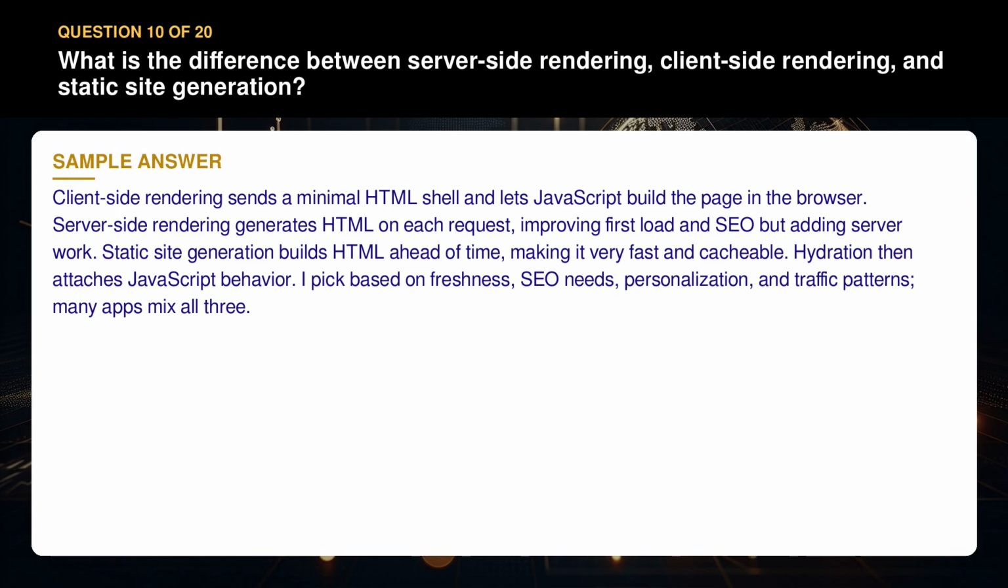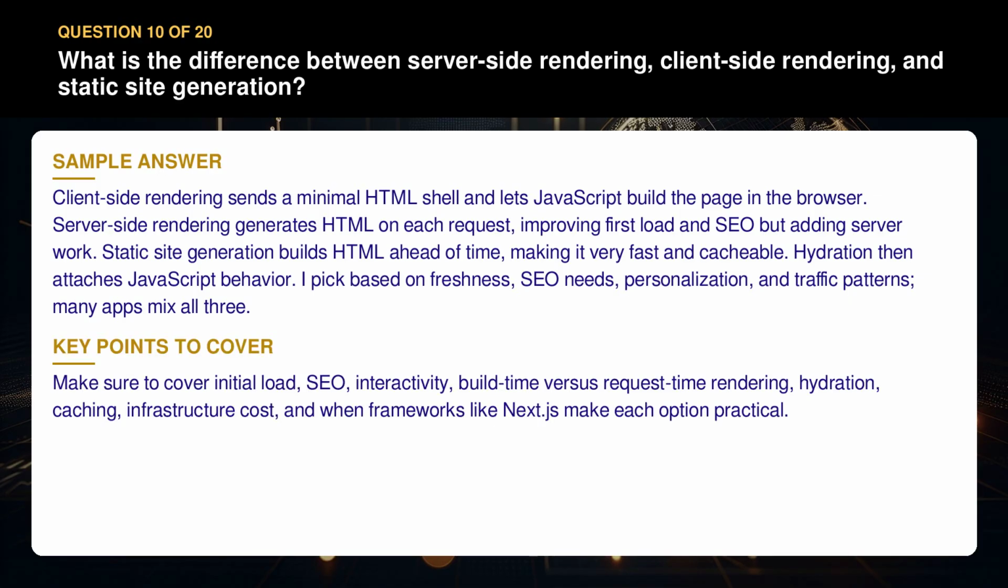I pick based on freshness, SEO needs, personalization, and traffic patterns. Many apps mix all three. Make sure to cover initial load, SEO, interactivity, build time versus request time rendering, hydration, caching, infrastructure cost, and when frameworks like Next.js make each option practical.